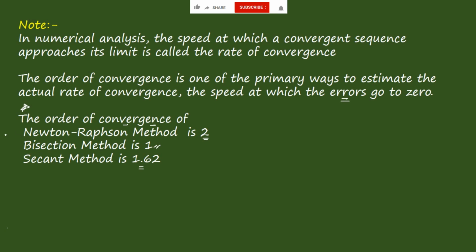We know that the fastest method of finding the roots is the Newton-Raphson method. But in the case of functions with cos, tan, log, e power x or sine, we would be using the secant method. So its order of convergence is 1.62. In the bisection method lots of iterations would be there, so it is 1. Just remember this one.